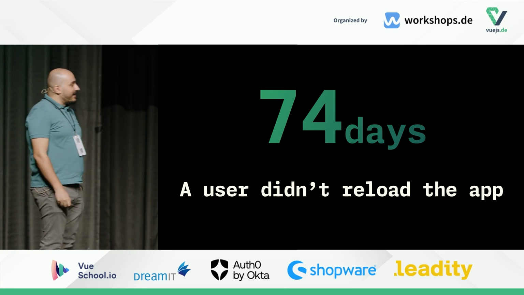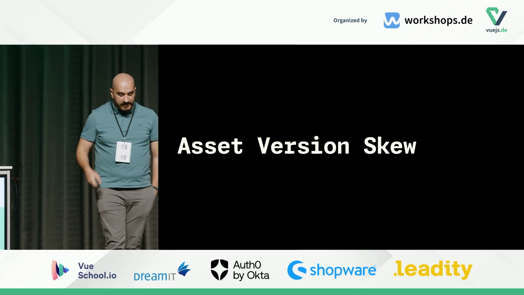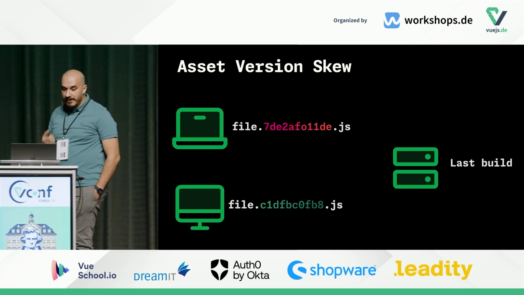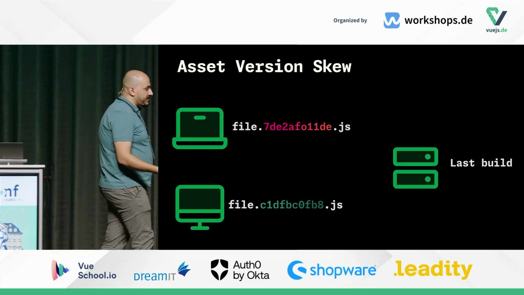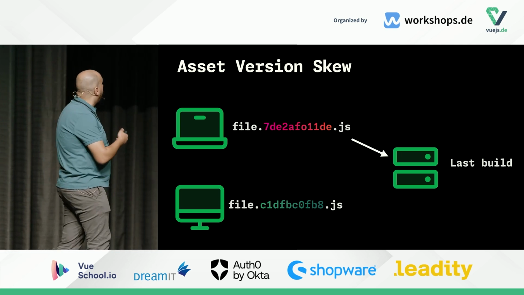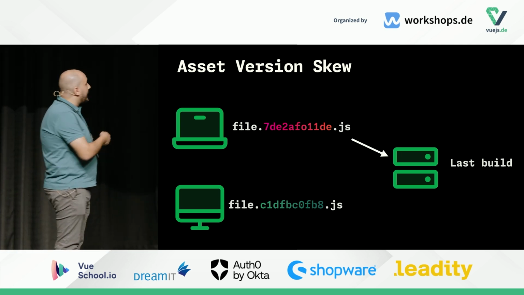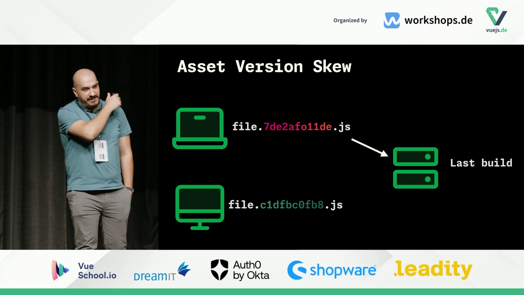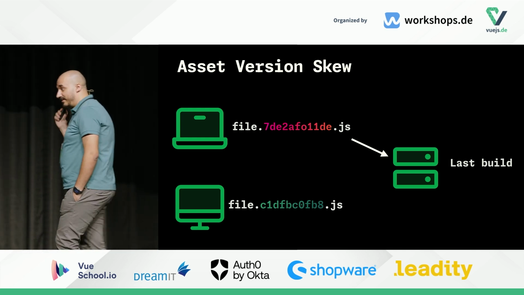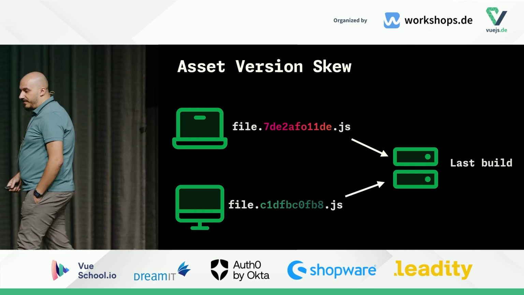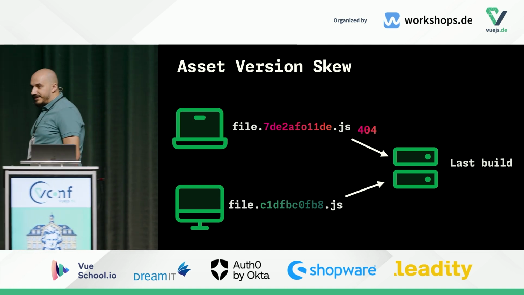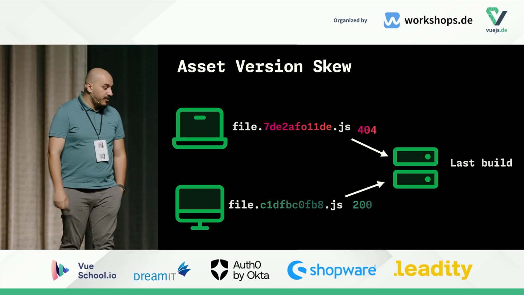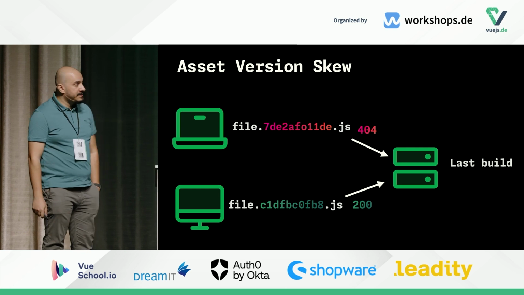So that brings a lot of problems. It brings asset version skew. Imagine if you have a simple server that builds the last build and serves them directly. So we have 2 users, each of them requesting a different version of the file. Imagine the first one being the 74 day old one, and the second one being you right now, for example. The first one will 404 because the asset no longer exists. The second one will 200, and that's a big problem.